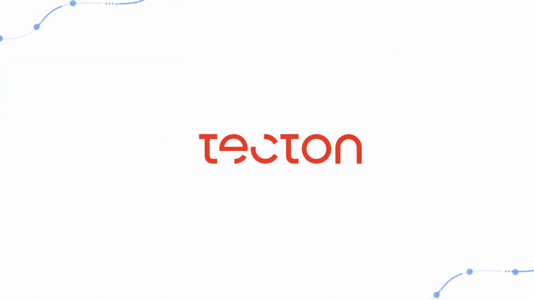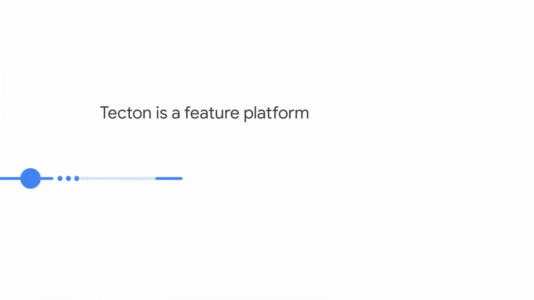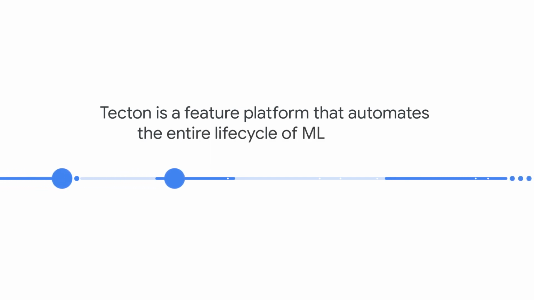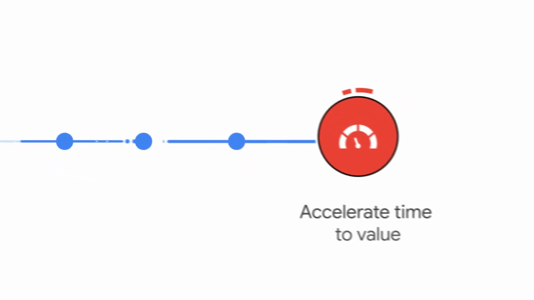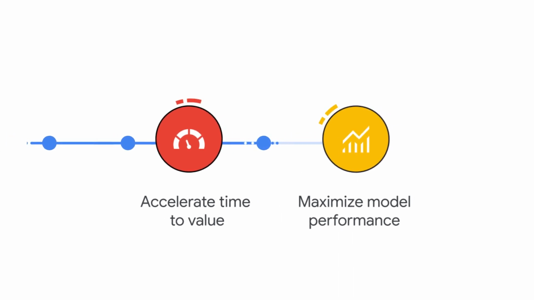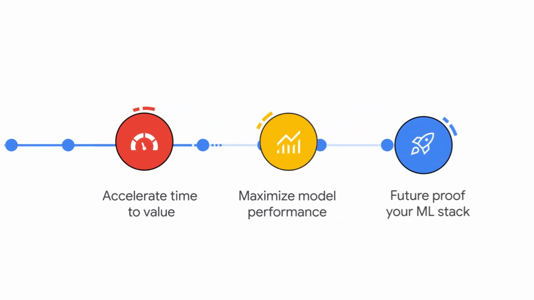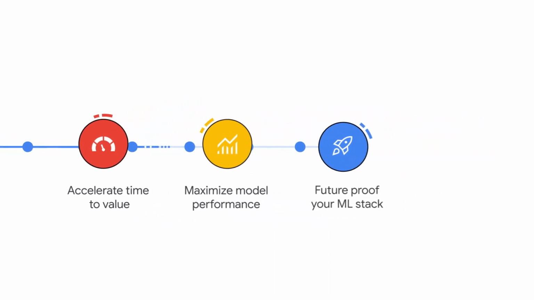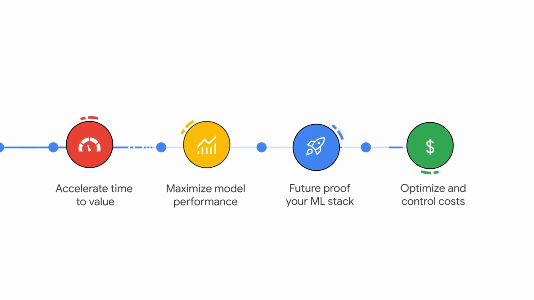Not with Tecton. Tecton is a feature platform that automates the entire lifecycle of ML features on top of your existing Google Cloud infrastructure. With Tecton, you can accelerate the time to value of your ML models, maximize your model performance and reliability, future-proof your ML stack for real-time demands, optimize and control costs.